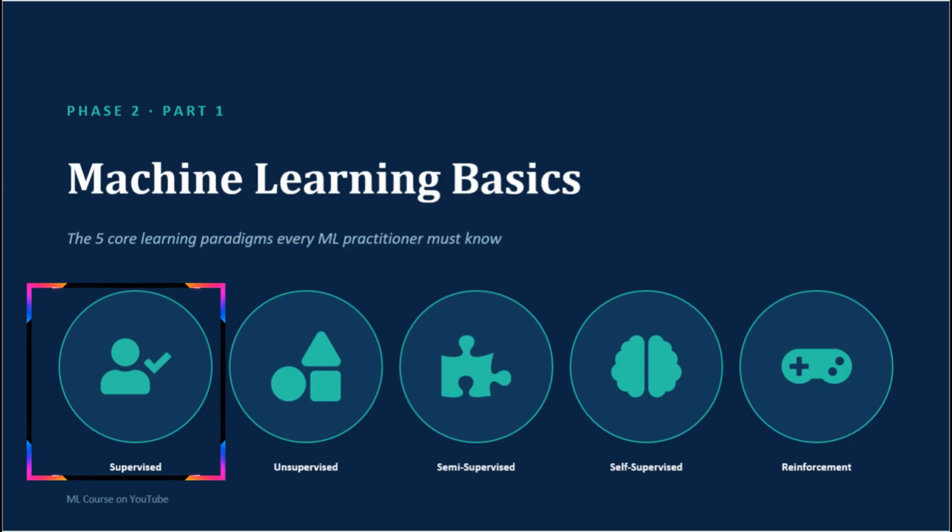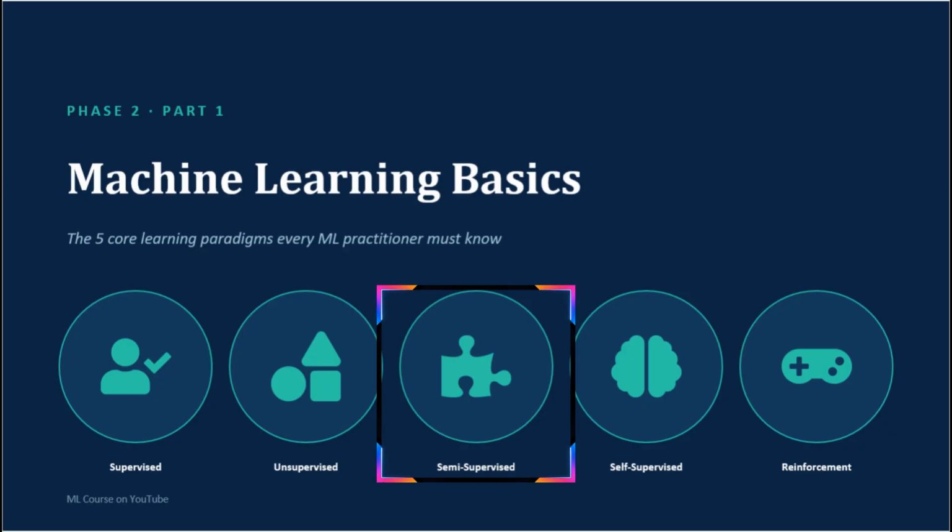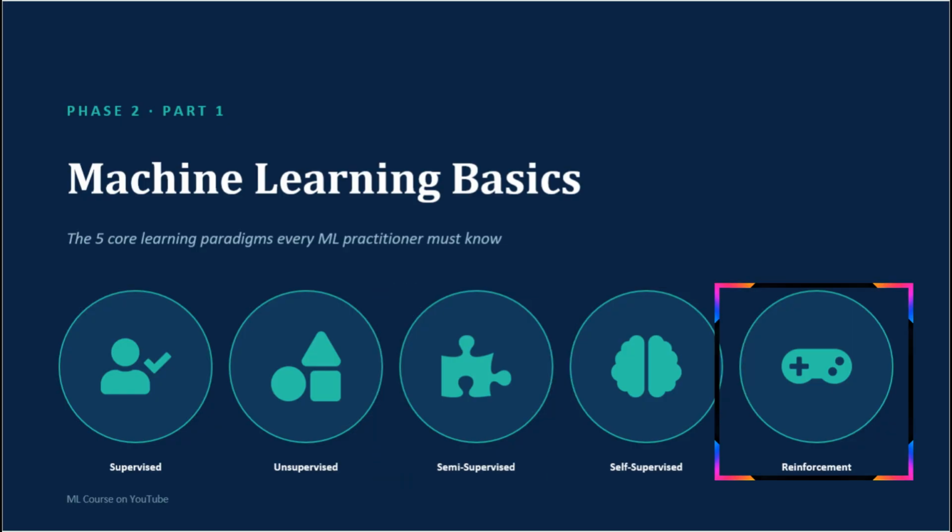We'll cover supervised learning, unsupervised learning, semi-supervised learning, self-supervised learning, and reinforcement learning. Don't worry if these names sound confusing right now. By the end of this video, you'll clearly know what each one means, when it's used, and how they're different from each other. So without wasting any time, let's begin.